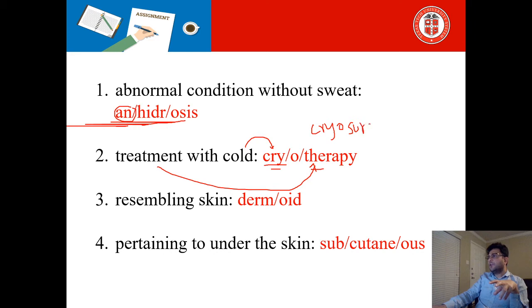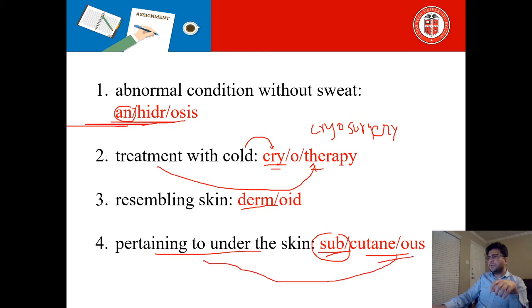cryosurgery, which is a very common surgery going on nowadays because of its advantages, where they freeze the tissue and then go for the surgery to avoid bleeding, which happens at the normal temperature. So if it's too cold, then the blood will freeze out. So it basically minimizes the amount of blood loss. Resembling skin is dermoid, and pertaining under the skin, I'm pretty sure that you know this prefix sub, which is under or inferior or below, and cutaneous is pertaining to skin. So if something pertains to under the skin, that's subcutaneous.